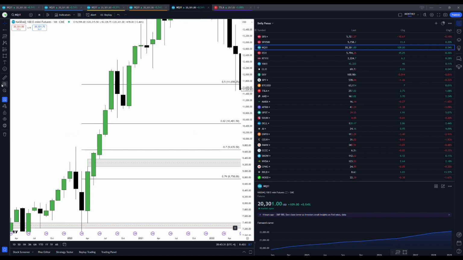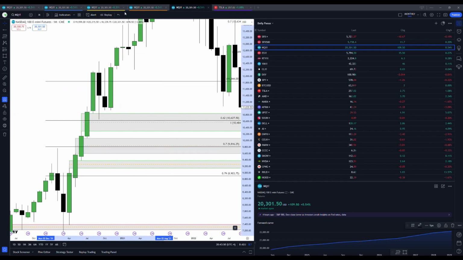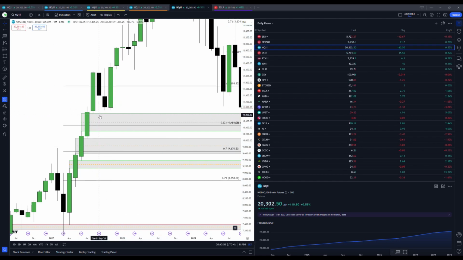Again, wick, body, wick. One more time: wick, body, wick. Price gets into our imbalance. Price gets out of our imbalance. This is literally exactly what we want to see.